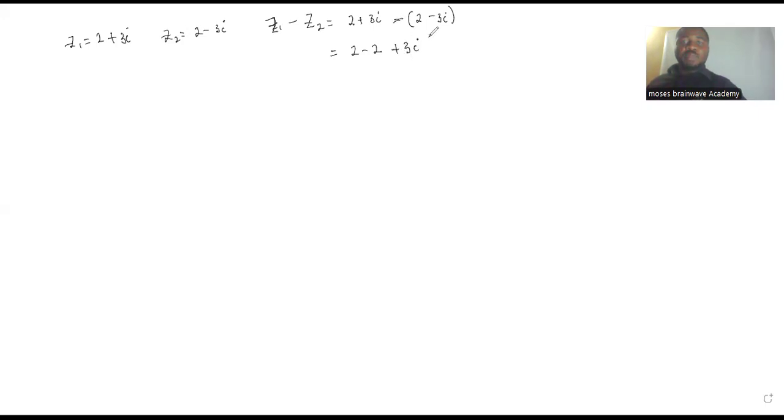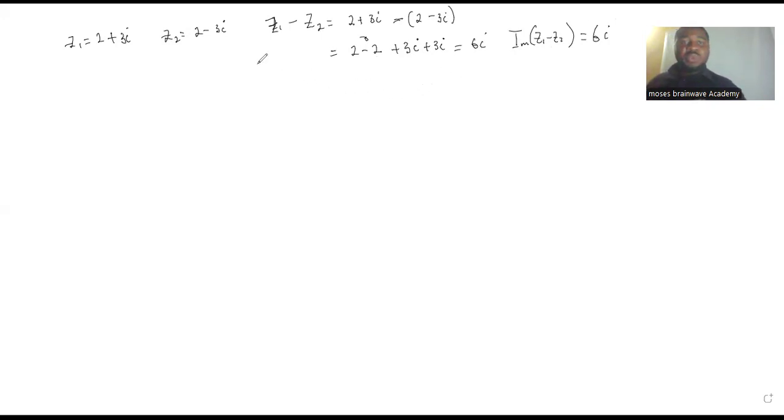Then we have 9 minus minus here will give us plus 3i. Fantastic. So here 2 minus 2 is 0. Then 3i plus 3i is going to be 6i. Good. So the imaginary part of z1 minus z2 is equal to 6i, while the real part is 0.